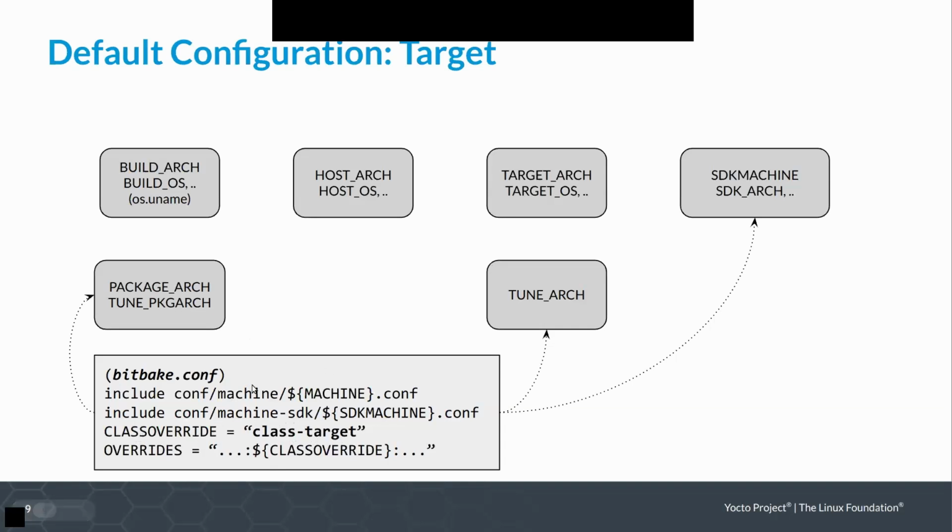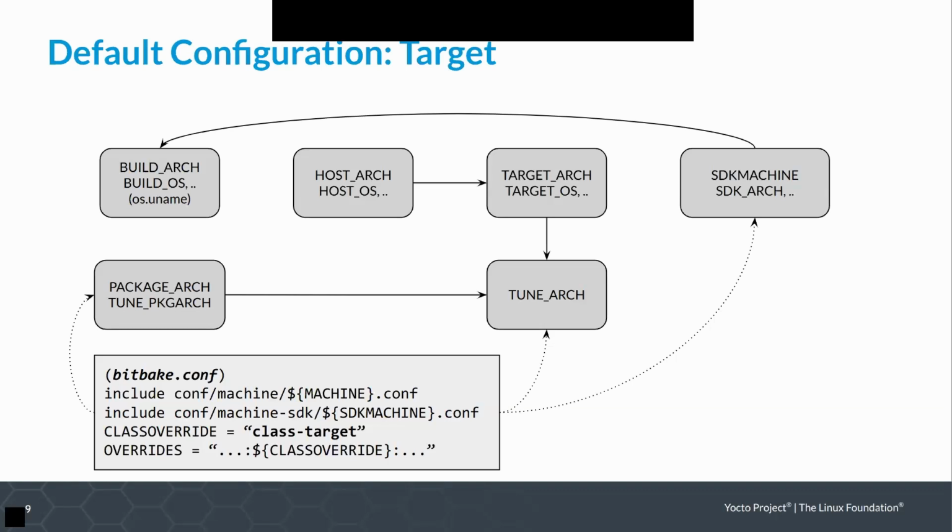Of course, the class override variable goes into the override, so you can use class-target to override variables or tasks. So the default SDK machine is the same as the build architecture. This is the default configuration set by bitbake.conf. And your target architecture is set to the tune architecture, and package as well. And host is the same as the target. So this is the default configuration.